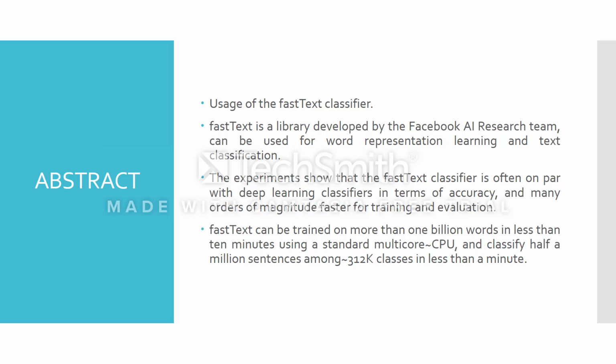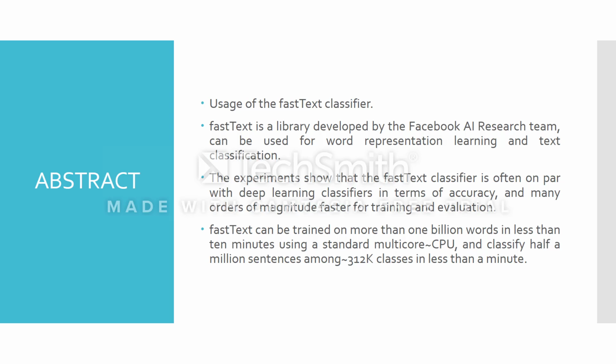For those who do not know what fastText is, it is an open source library which was developed by the Facebook AI Research team, and can be used for word representation learning and text classification. So this team of people conducted certain experiments and came to the conclusion that the fastText classifier built using shallow neural networks was on par with deep learning classifiers in terms of accuracy, but was also faster in terms of training and testing.